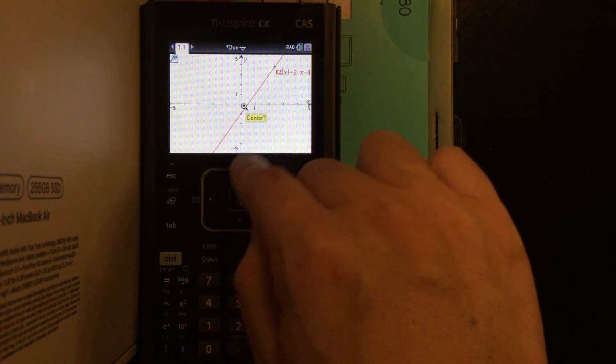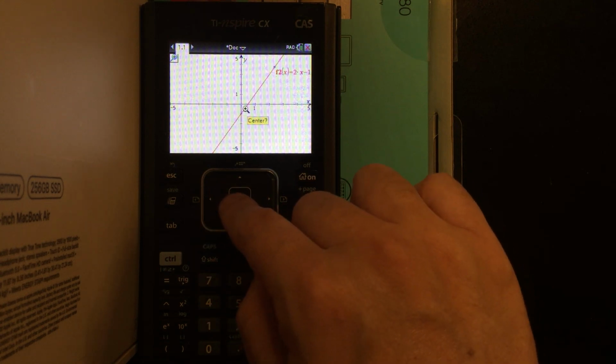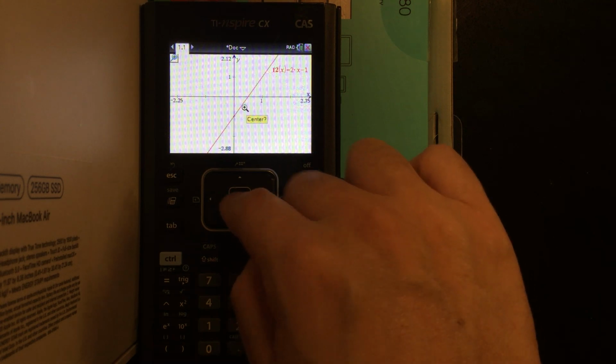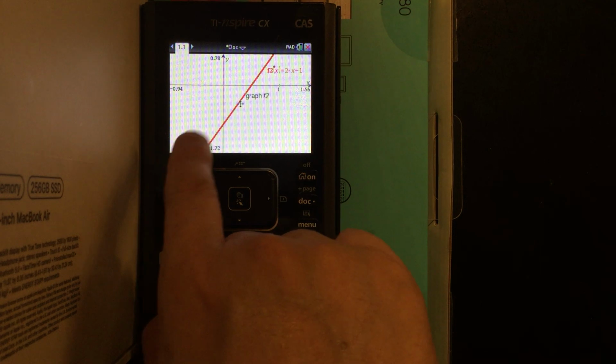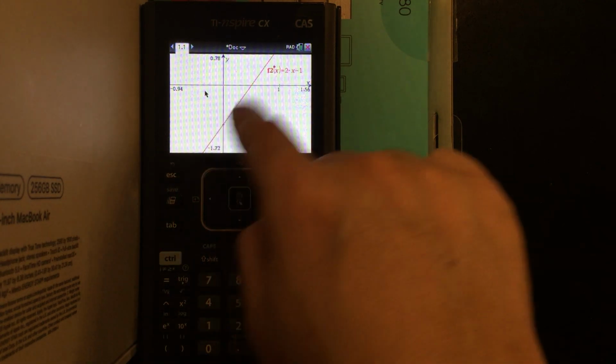You just need to make sure you choose the center. I want the center obviously to be where the x and y intercepts are, isn't it? So you basically zoom in here. Press exit to get out of that sort of form. Okay, and now we can do something.